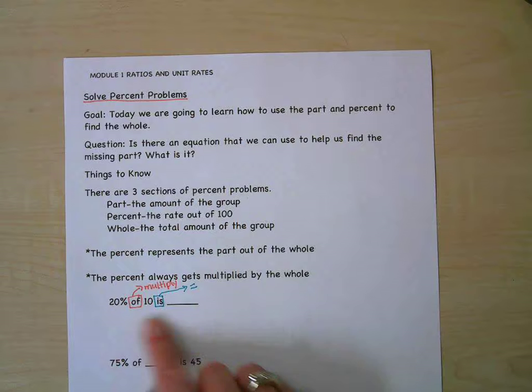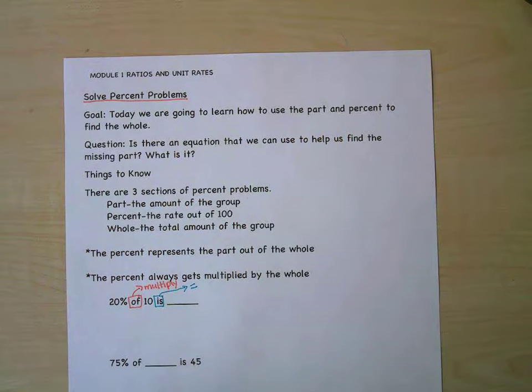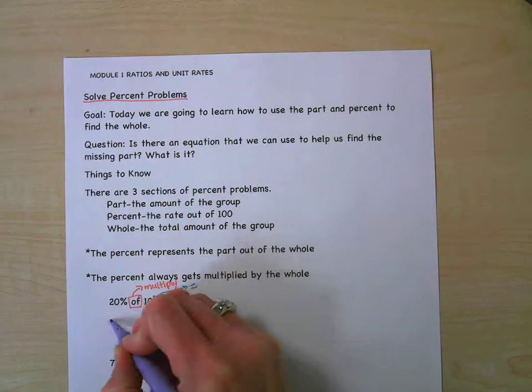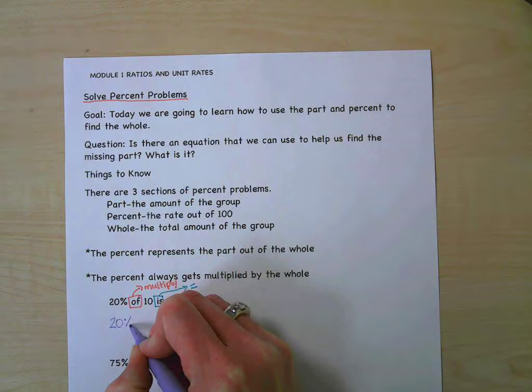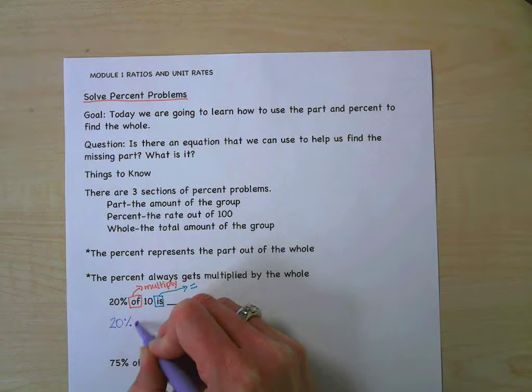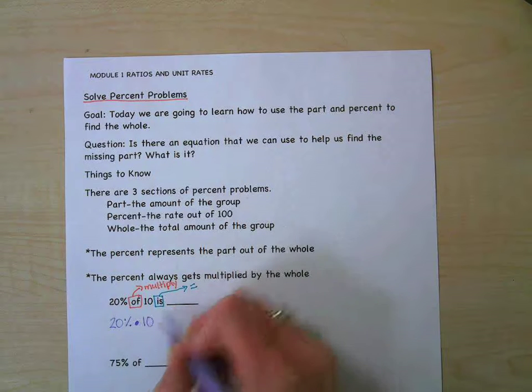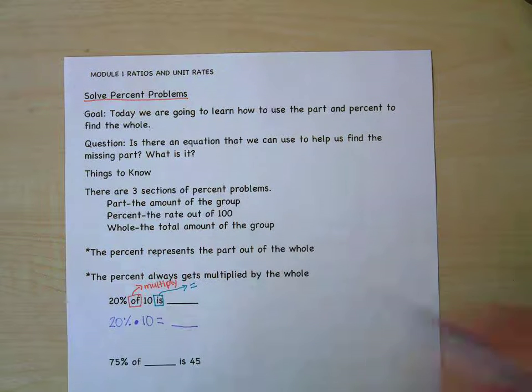So what we can do is take this written sentence and turn it into a math sentence. What we have right here is 20% of, which means to multiply, 10 is a blank, or what number. We have to figure that out. Your job mathematically is to solve this and figure it out.